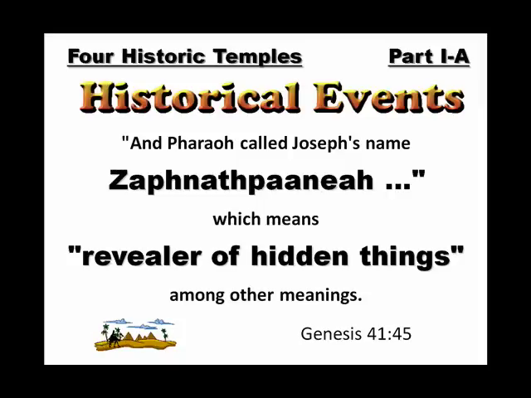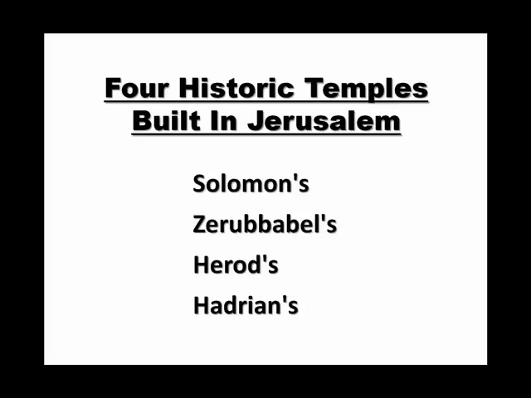Four historical temples. Part 1A. Historical events. And Pharaoh called Joseph's name Zaphnath-Paneah, which means revealer of hidden things, among other meanings. Genesis 41, verse 45. Four historic temples were built in Jerusalem: Solomon's, Zerubbabel's, Herod's, and Hadrian's.